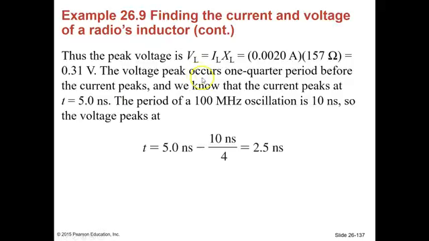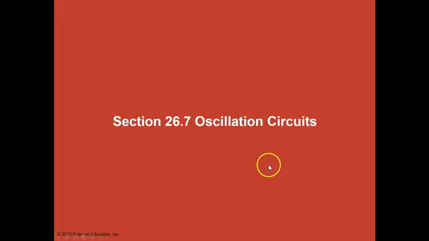And that voltage peak occurs 1/4 period before the current does, and we know that the current peaks at 5 nanoseconds. So the period of that 100 megahertz oscillation is 10 nanoseconds. So the voltage will peak at a time where we have 5 nanoseconds minus the 10 nanoseconds divided by 4 because of that 1/4 period. And so we end up with 2.5 nanoseconds. And that would be the time that the voltage will peak. Next thing we'll look at is oscillation circuits.